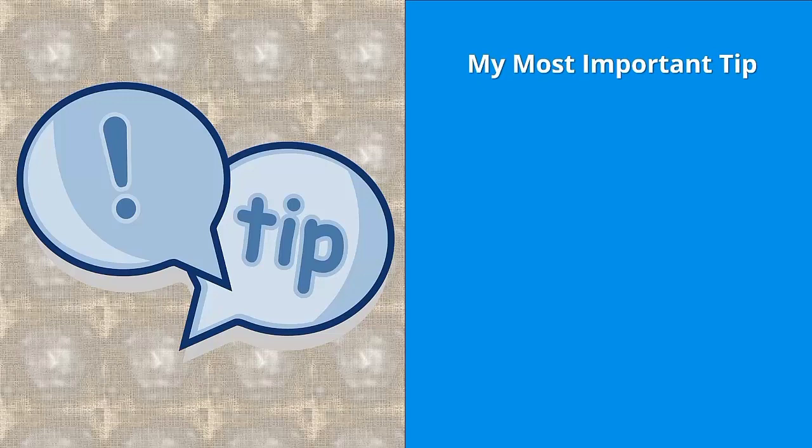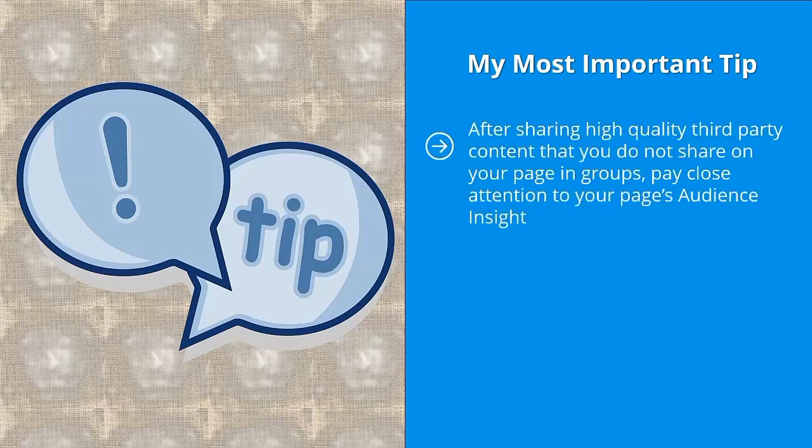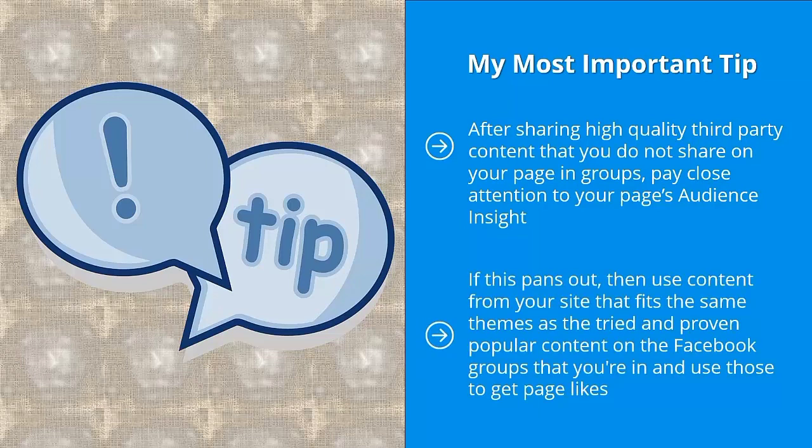My most important tip: after sharing high-quality third-party content that you do not share on your page in groups, pay close attention to your page's audience insight. Find your most popular piece of content. Look for third-party content that is similar to that and see if you get a lot of positive engagement when you share that material. If this pans out, then use content from your site that fits the same themes as the tried and proven popular content on the Facebook groups that you're in, and use those to get page likes.